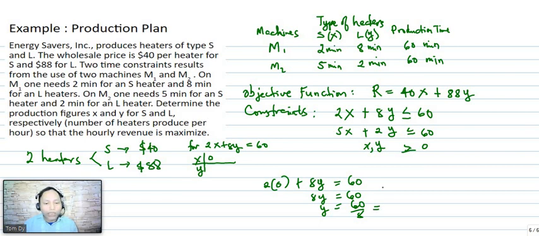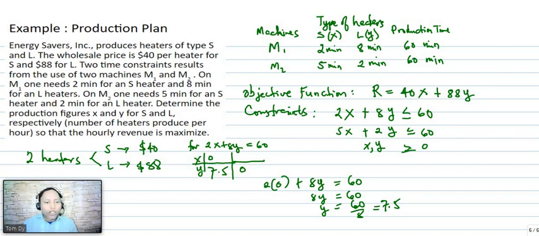When we calculate 60 over 8, using my calculator here, 60 divided by 8 is equivalent to 7.5. So y is 7.5. After we assume the value of x as 0, we have found the value of y as 7.5.